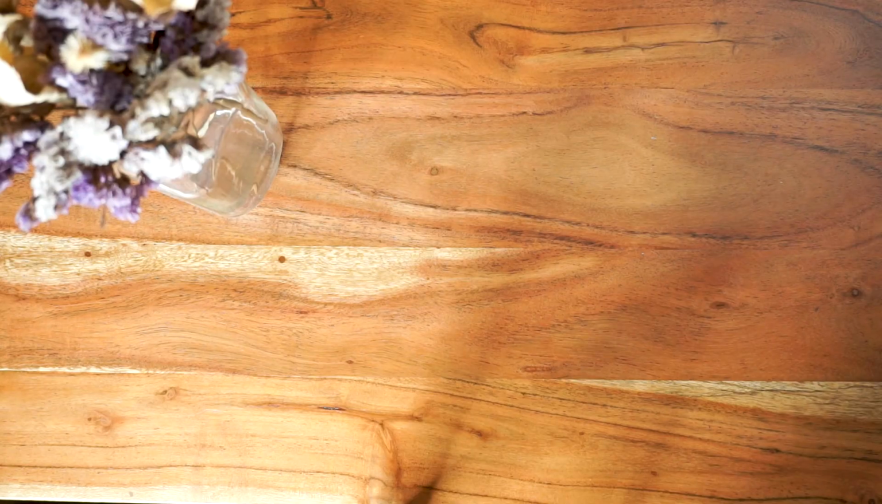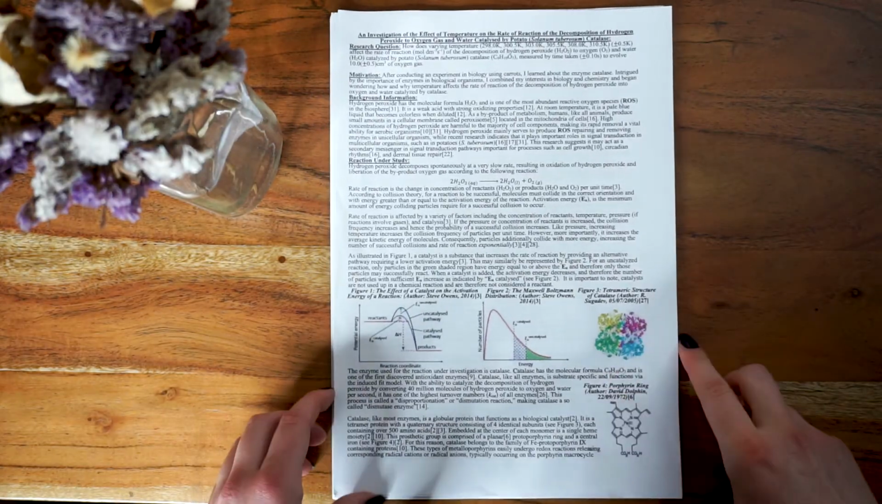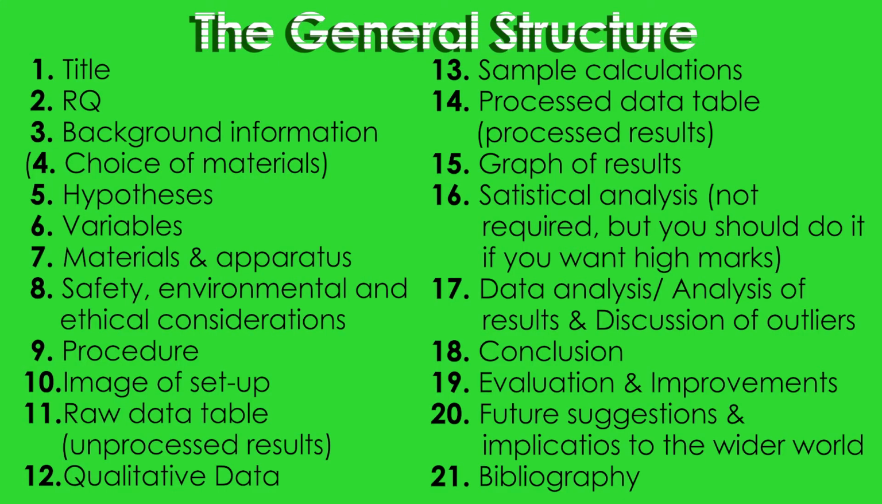Okay, so here we have my IA, and I will just be going through it and pointing out different things as we go along. First thing, we have structure. As you can see, I just put a general structure up on the screen, and this is basically the same as the biology IA except for the motivation section, which was included in the background information on the Bio IA, and also the Chemistry IA has a sample calculation that has to be placed prior to the process data, and I will explain the reason for that later.